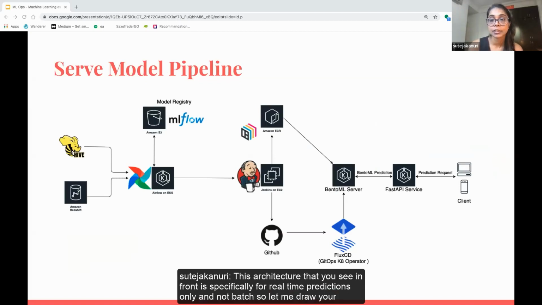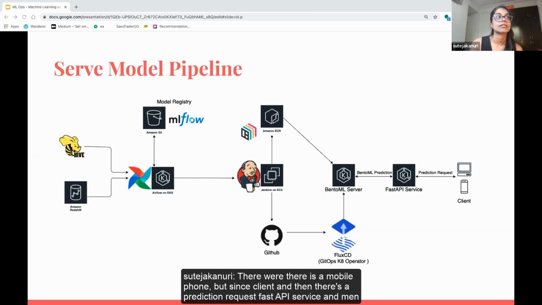This architecture is specifically for real-time predictions only and not batch. Let me draw your attention to the right side, where there is a mobile phone which says client, and then there is a prediction request, a FastAPI service, and then an ML server. This is what I'll be quickly going through.